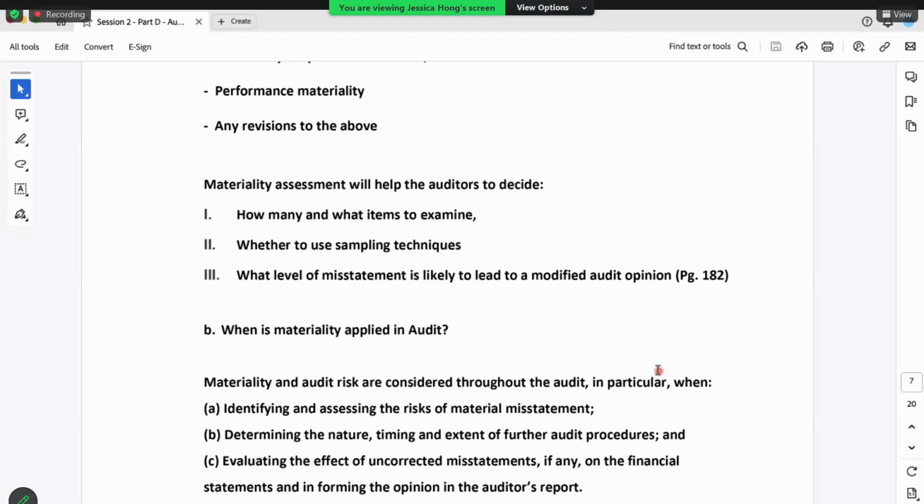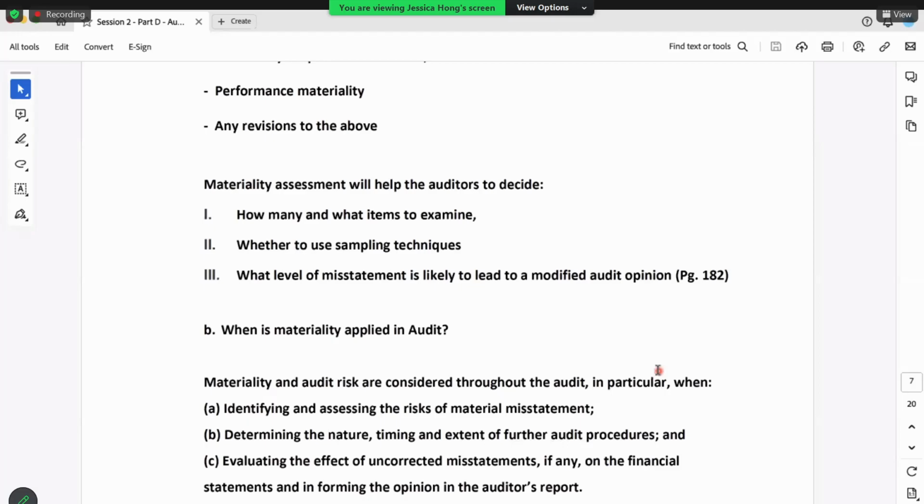So we must set this so-called maximum threshold. This maximum threshold is called materiality. What level of misstatement is likely to lead to a modified audit opinion? So materiality assessment is important during our audit. During our audit, we are expected to issue reasonable assurance, and we need to do sufficient work to help us assess the risk.